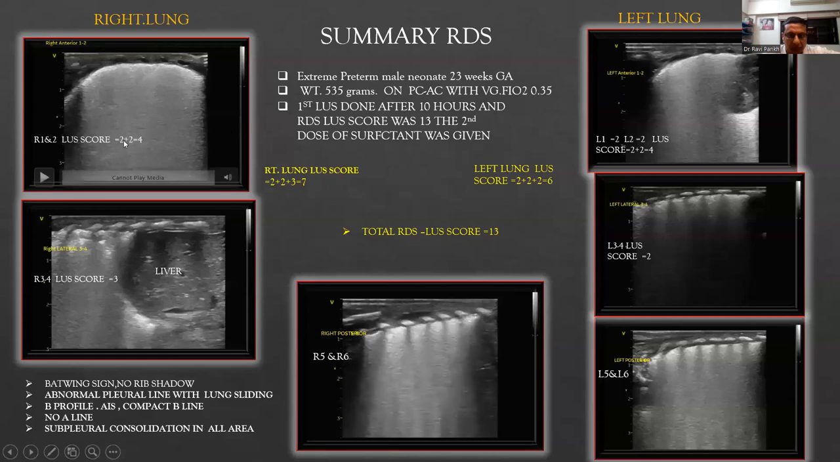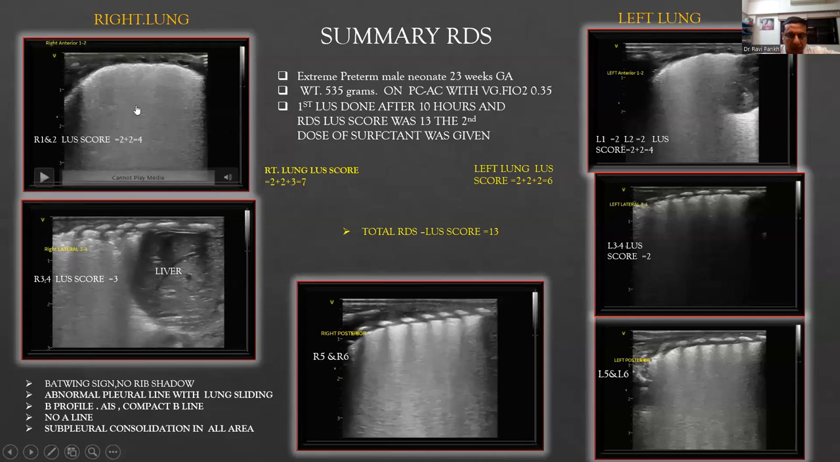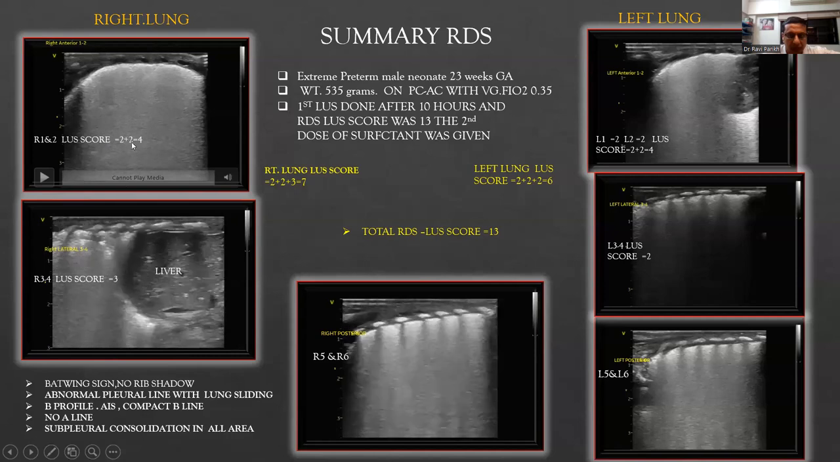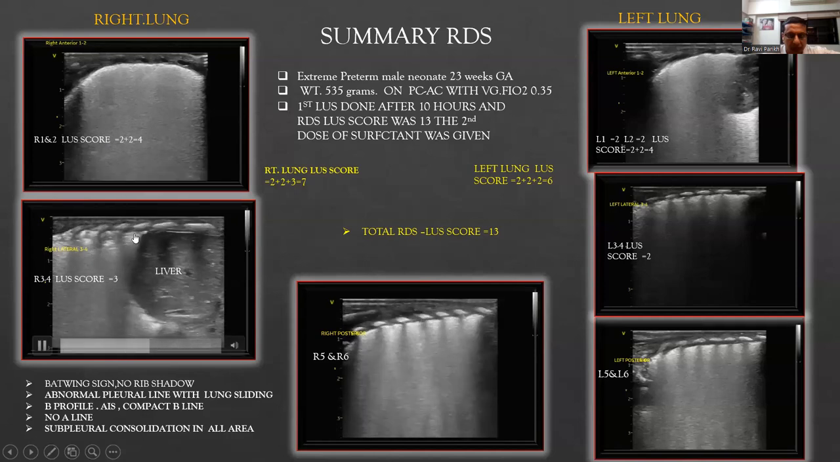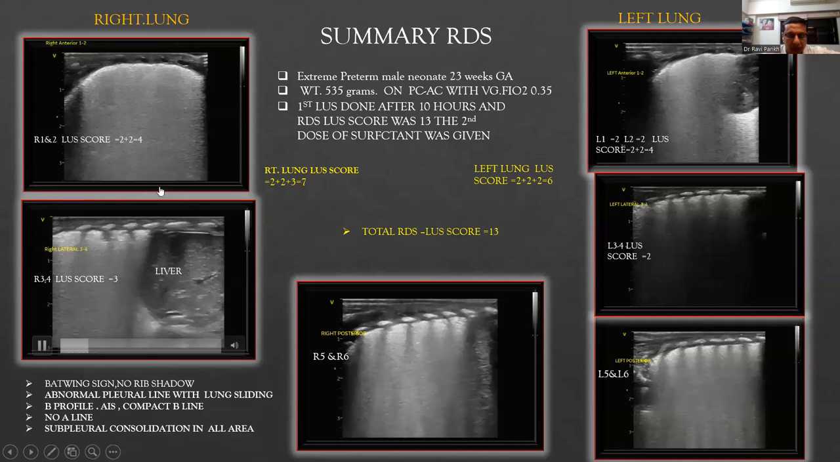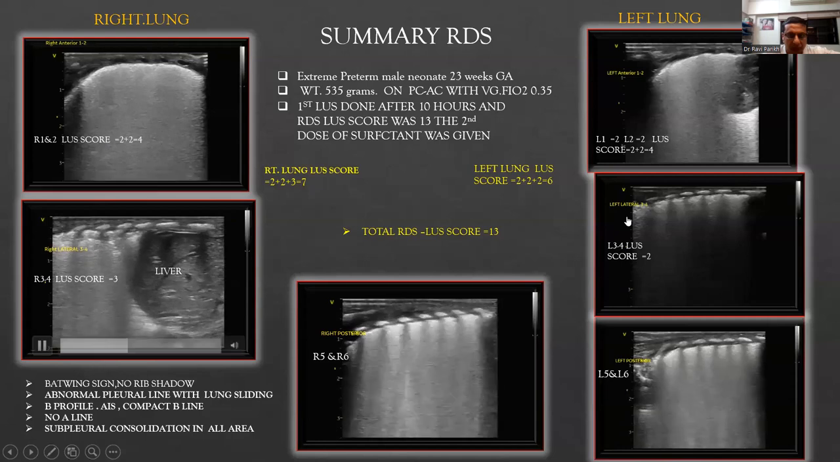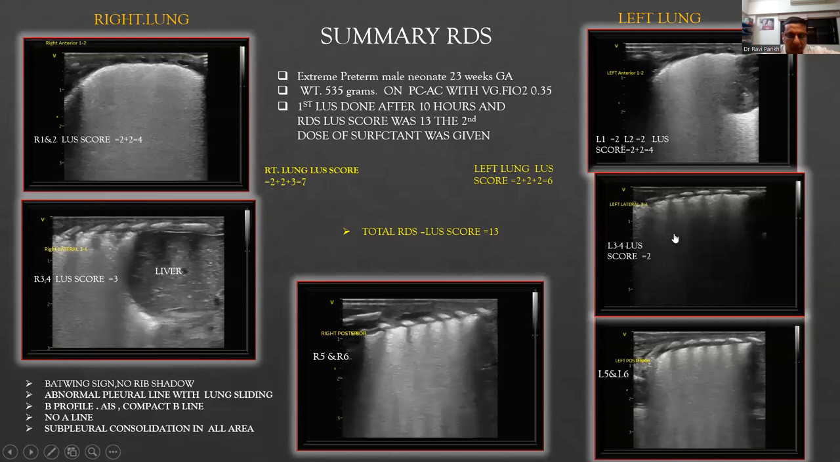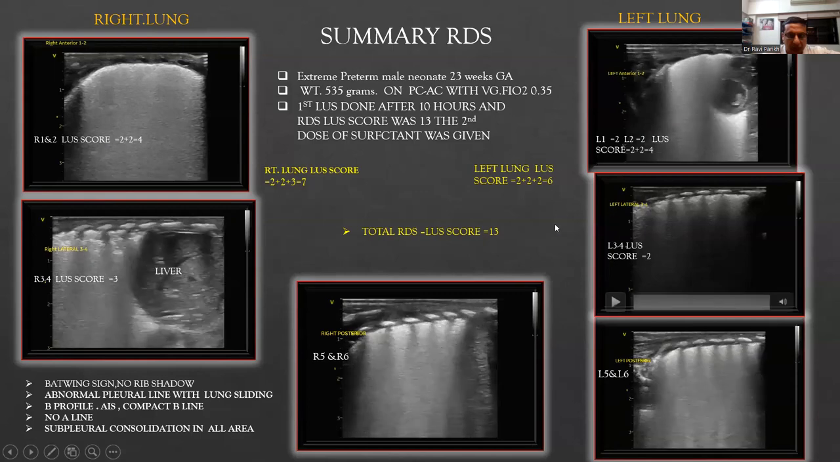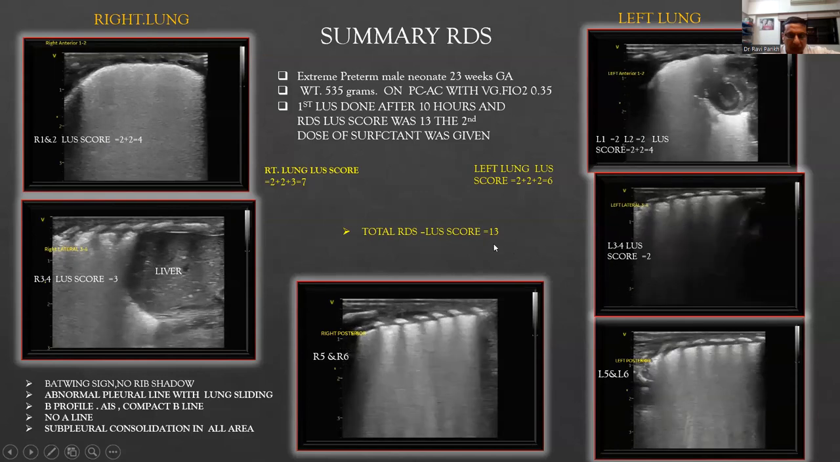Lung ultrasound score here, 2 and 2 in the anterior segment. Lateral, deep consolidation here, it gets 3. Right 7, left 2, 4, and 2 lateral, total 6, total 13. I gave the second dose of surfactant.